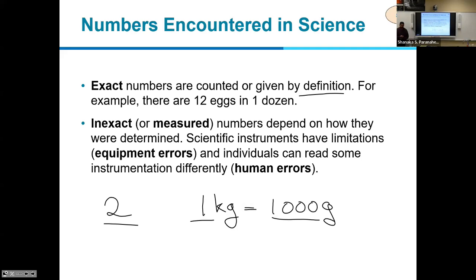The value of a kilo is 1,000, so it's the exact value. So the next one is called inexact or measured value. Those are the values that we are going to record from an instrument or by reading a scale. So we are going to record a value, and those are called measured values or inexact values. You should be able to differentiate the exact values and inexact values. So numbers depend on how they were determined. Scientific instruments have some errors or limitations, and also when we read numbers, we make some human errors. So we are trying to avoid those human errors and report our numbers accurately.